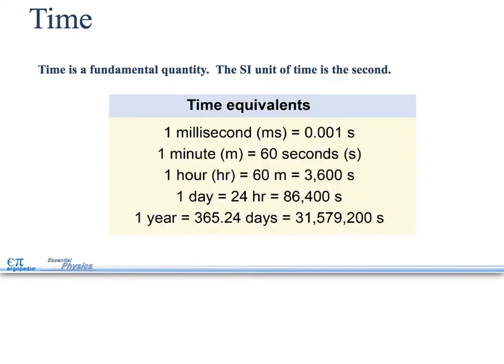Time is a fundamental quantity. The SI unit for time is the second. Just about any answer that you're going to give me is going to be in seconds, and I will tell you when you don't use seconds. So a millisecond is 0.001 seconds, 1 minute is 60 seconds, an hour is 3,600 seconds, and so on and so forth. And we'll be doing a lot of little conversions to figure these out later.